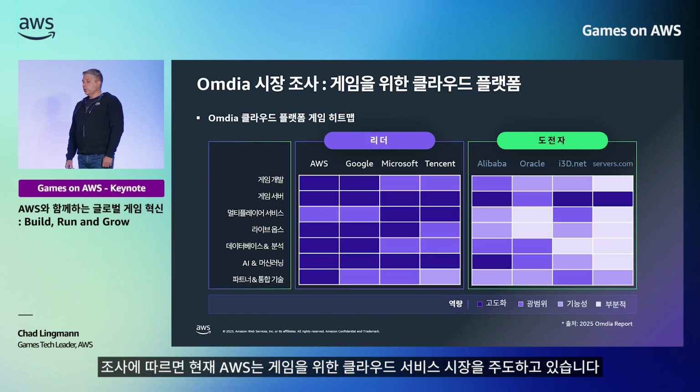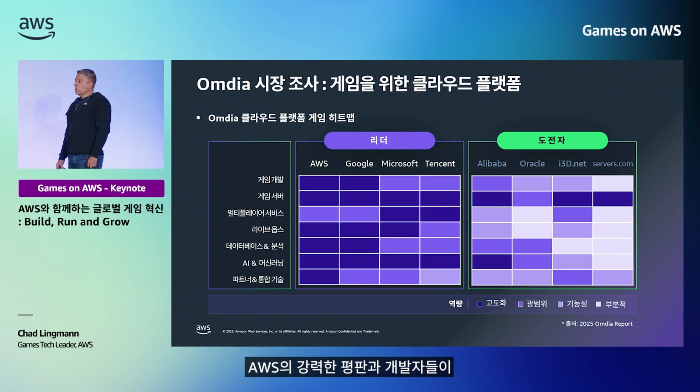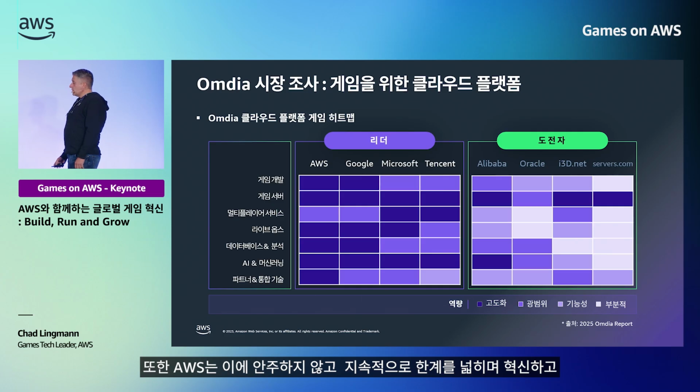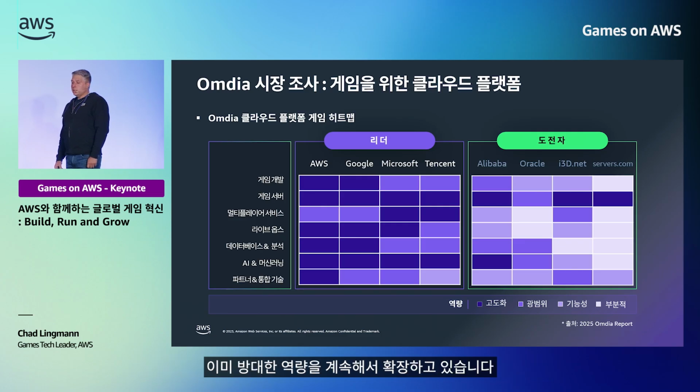The survey found that AWS currently dominates the cloud services market for games. Its widespread adoption stems from its strong reputation and the familiarity that many developers have with its tools and services. And despite its commanding position, AWS continues to push the boundaries, consistently innovating and expanding its already extensive suite of capabilities to maintain its leadership.